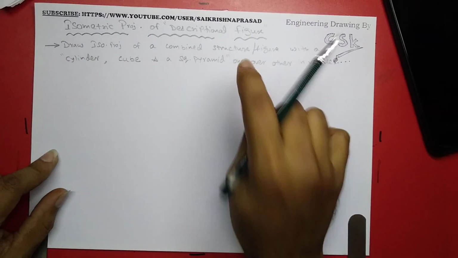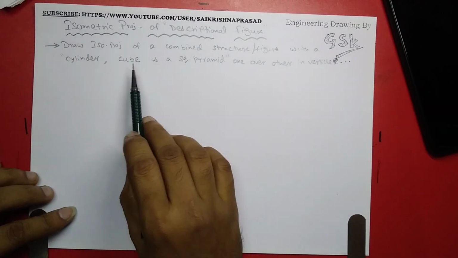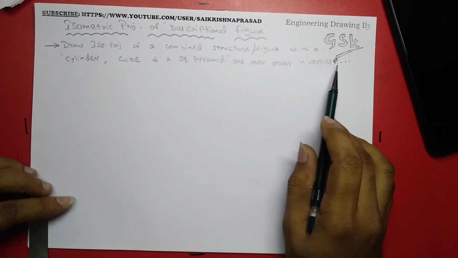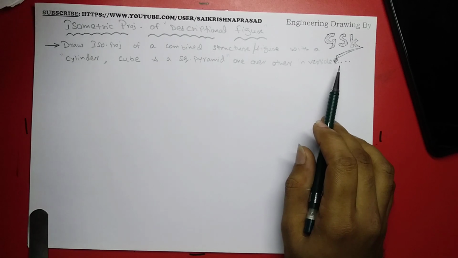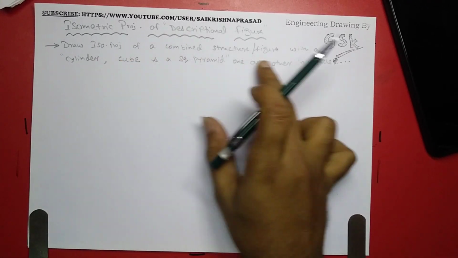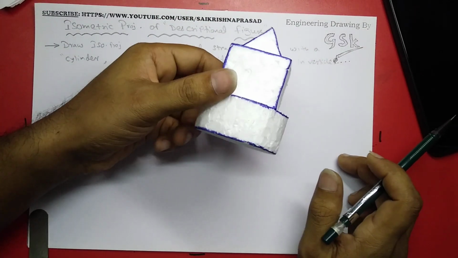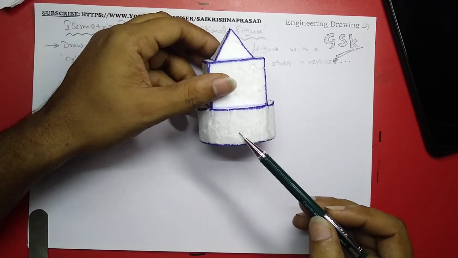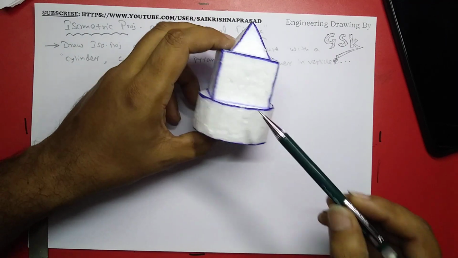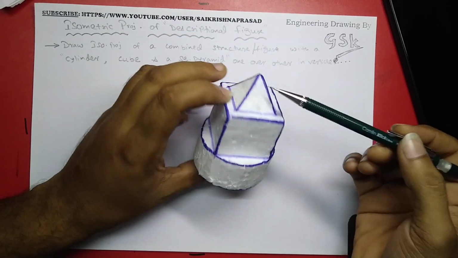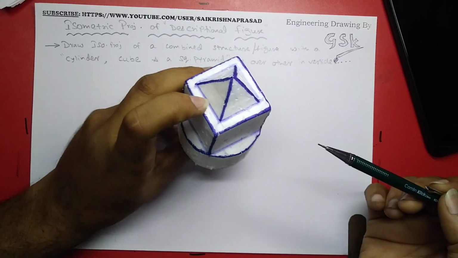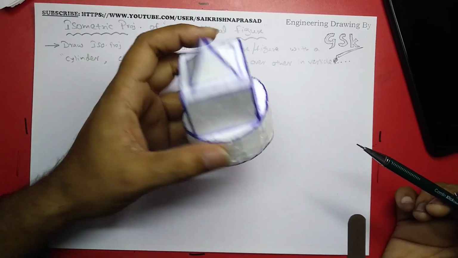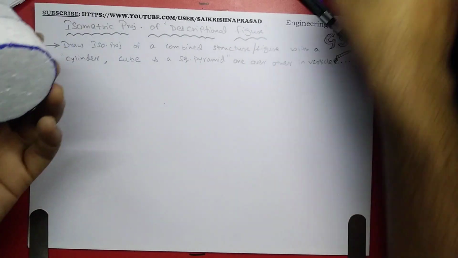For this descriptional figure, I am considering a cylinder, a cube and a square pyramid one over another in vertical position. Right, I have made a three-dimensional model for this question. The bottom one is a cylinder, this is a cube and this is a square pyramid. Looking from top you can see the square pyramid and a cylinder shape, right?